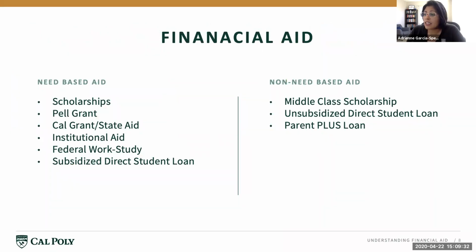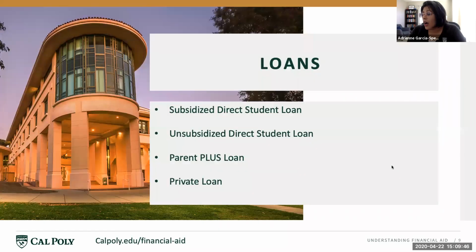As you can see, for example, the student loans are a little bit different. The subsidized student loan is considered need-based aid, and non-need-based aid includes all the other loans and the Middle Class Scholarship. I'm just going to use that to segue into loans really quick. We're going to try to go through all the different types of aid, and as we're going, feel free to drop in some of those questions.